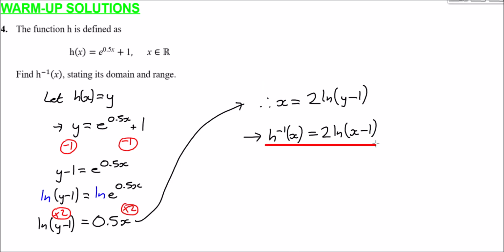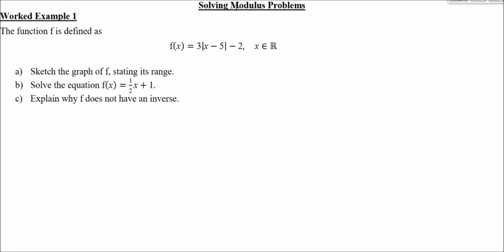So now we've done a few warm-up questions, we should be suitably ready and brave to have a look at this main activity here today. So solving modulus problems, take 2. So let's just do some worked examples straight off of that. We've done all the legwork, now it's just piecing it all together. So worked example 1, solving modulus problems.